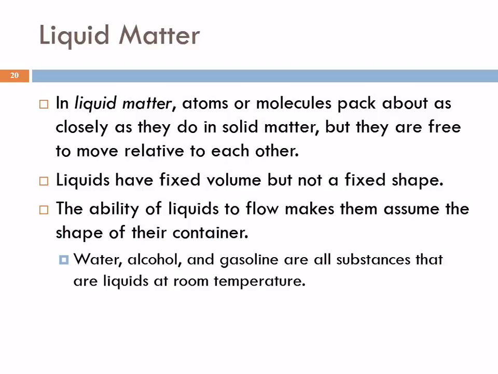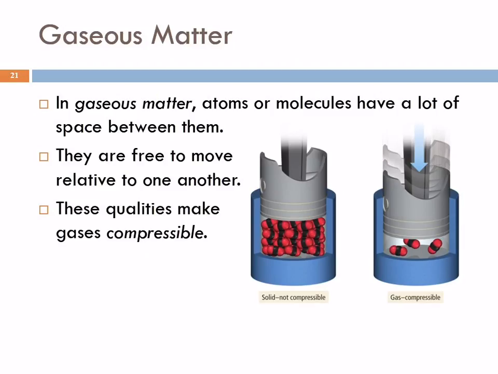The particles can move. And that's why liquid water takes on the shape of its container. If you put it in a tall, skinny glass, or if you pour it into a shallow dish, the shape changes, but the volume does not change. So liquids have fixed volumes, but their shapes are not fixed. The shape can change. The ability of liquids to flow is what makes them take on the shape of their container. The particles can move. Water, alcohol, gasoline are all examples of substances that are liquids at room temperature.